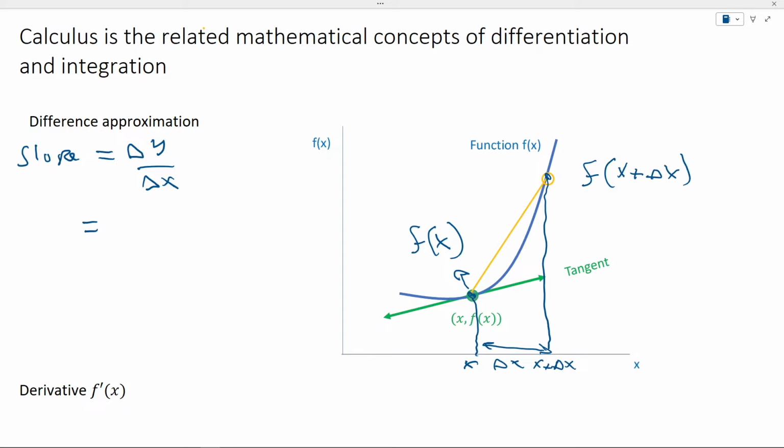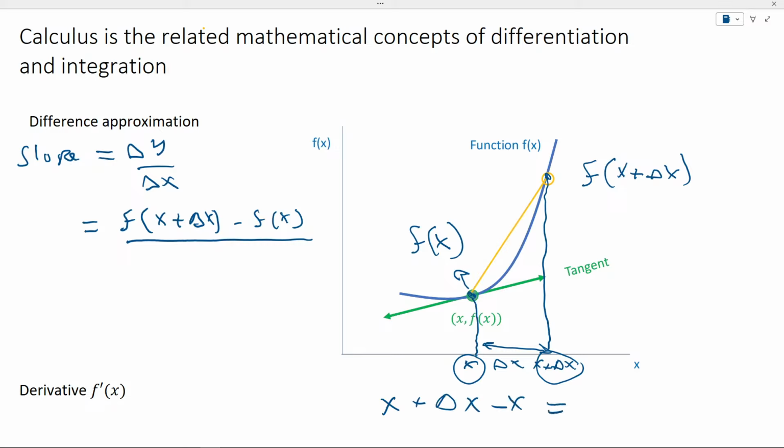So what is the slope of the line? Delta y over delta x. So delta y would be this guy minus this guy. So that would be f of x plus delta x minus f of x, divided by this guy, x plus delta x minus x, that would be delta x. So divided by this guy. So basically that is the slope of this line.